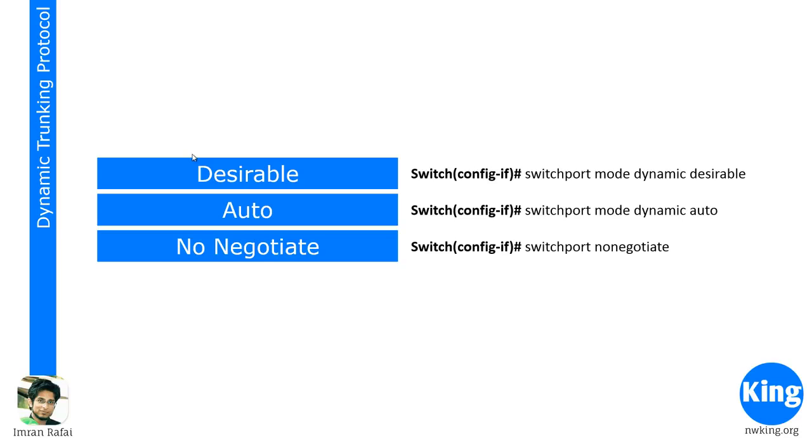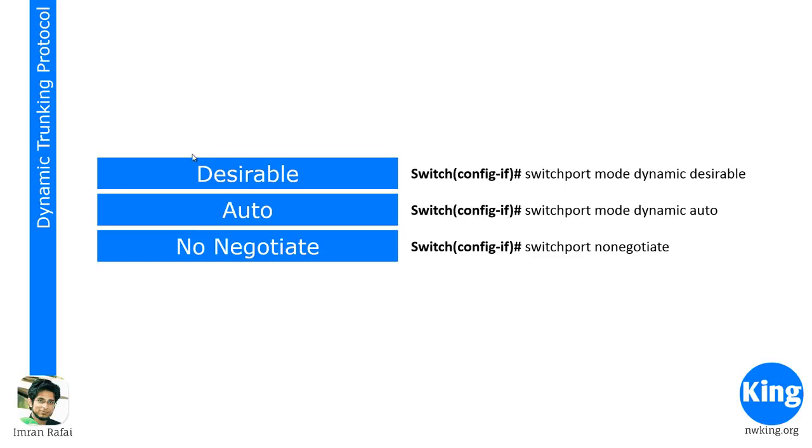But if there is a case where both these switches are in dynamic auto, then that's a problem. Both of them in auto will do nothing, because dynamic auto is a very flexible state. It just waits for DTP negotiation. It will never initiate a dynamic trunking negotiation. So if you keep both sides as dynamic auto, then it will not work, right? So if you want to create trunking automatically, then you need to make one side at least, or both sides if you want, dynamic desirable.